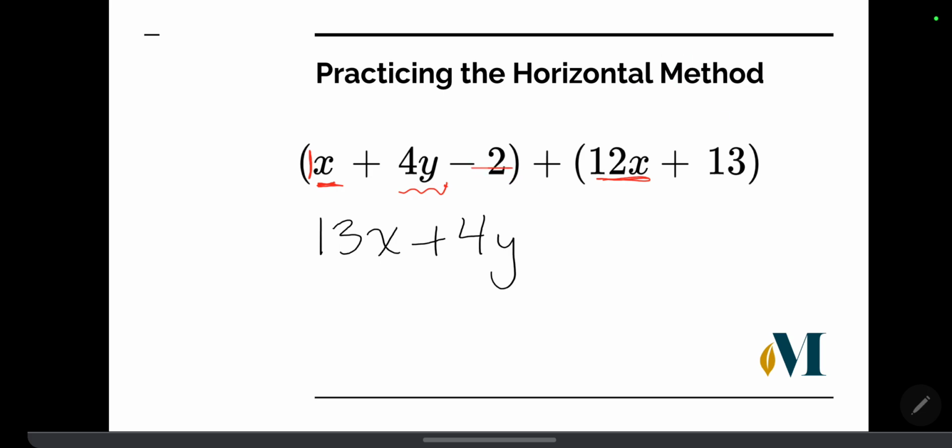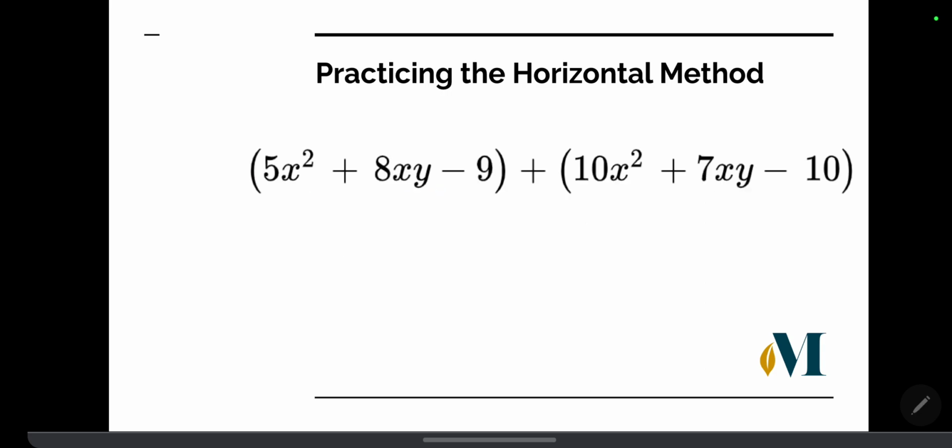All right, and then we have our constants. We have minus 2 and 13. So we can say this as like negative 2 plus 13. All right, and then indeed this is going to give us plus 11. So we combined our like terms and we added our polynomials to give us 13x plus 4y plus 11.